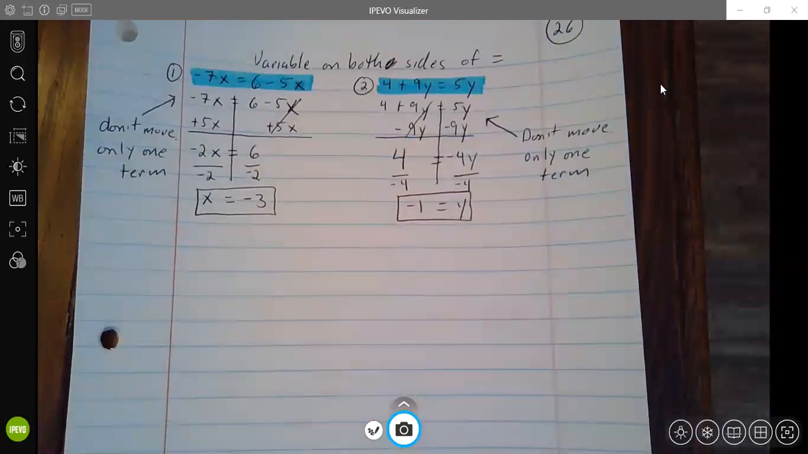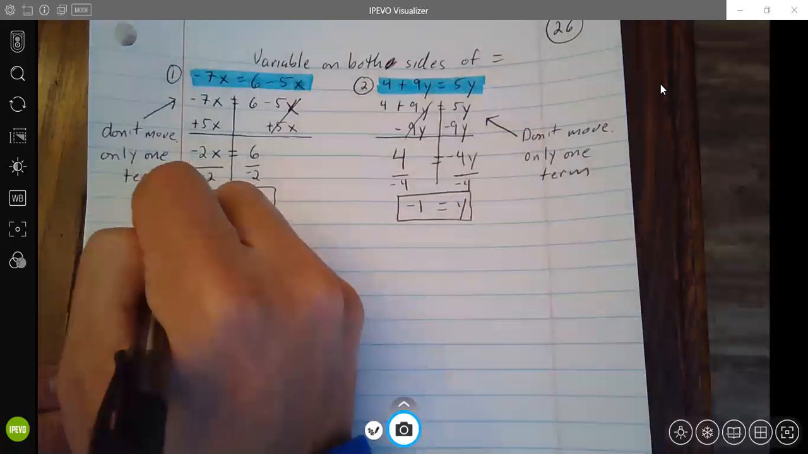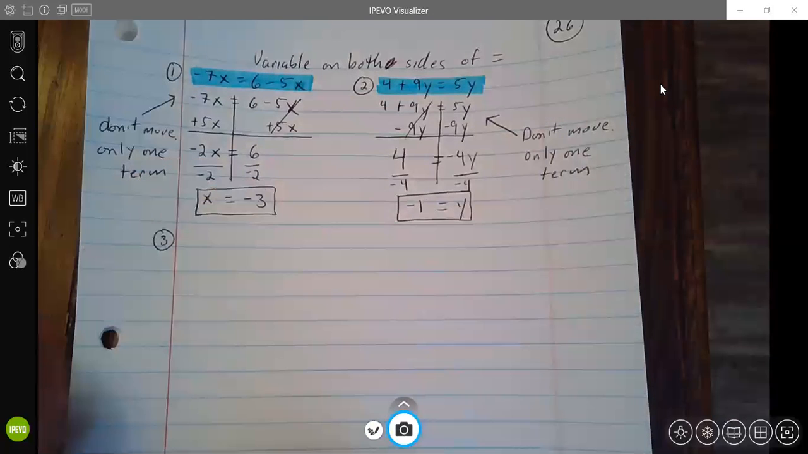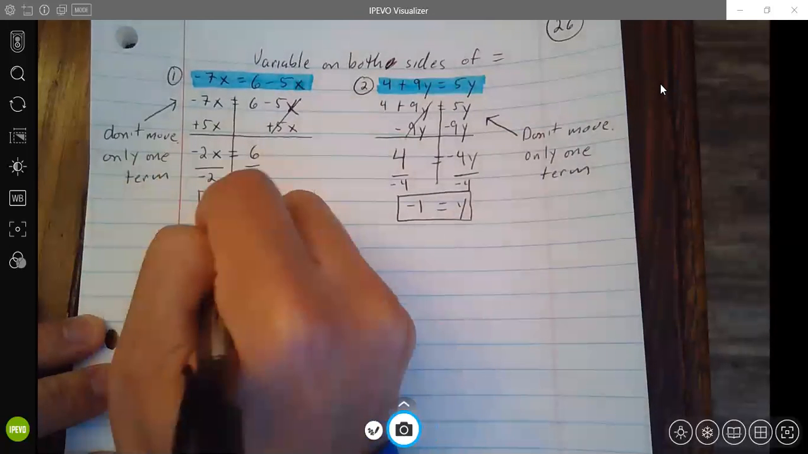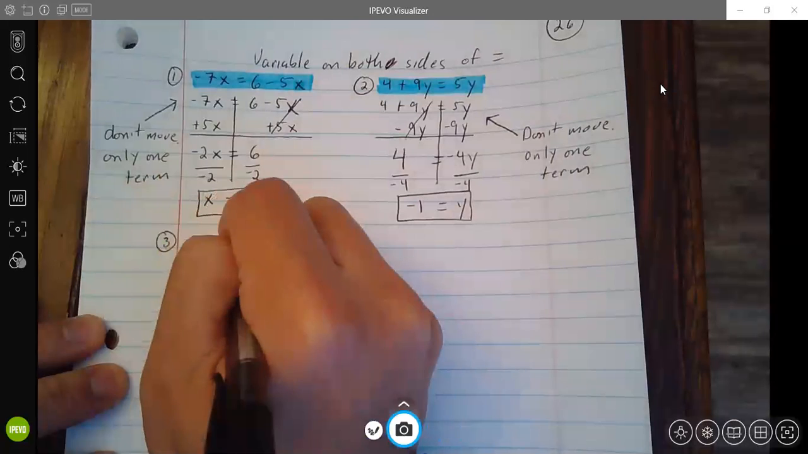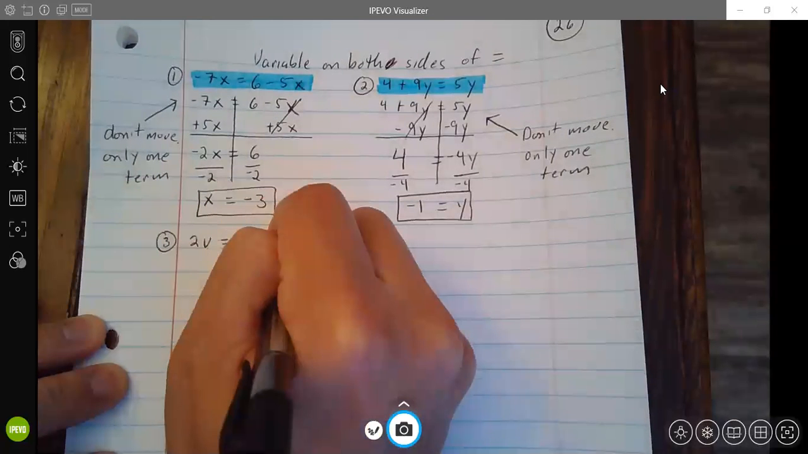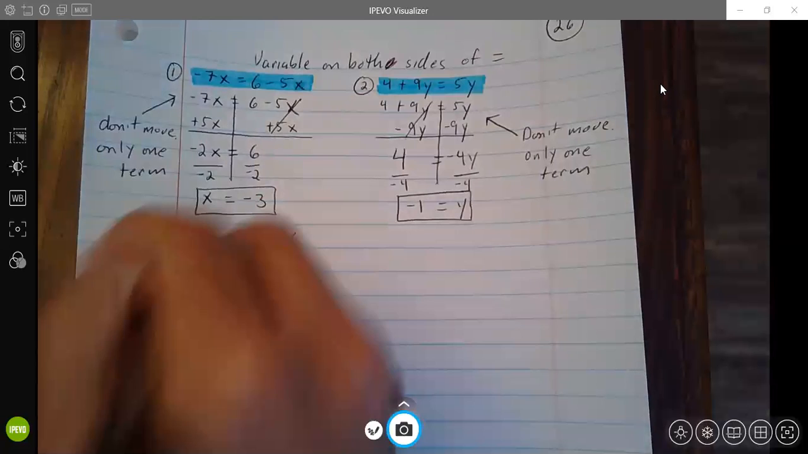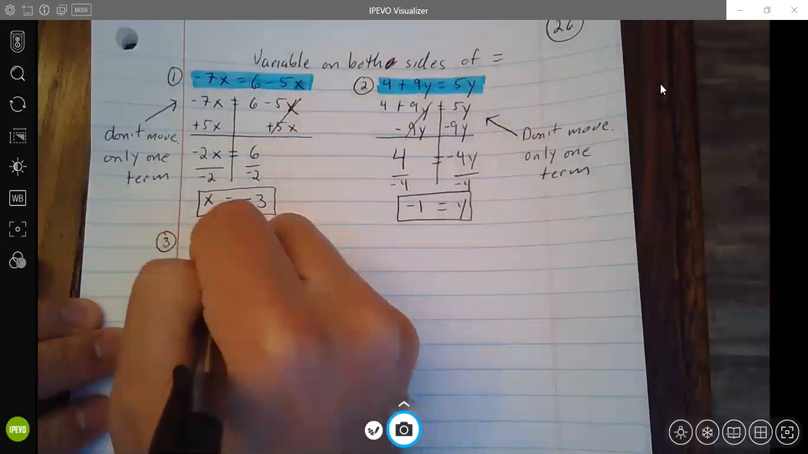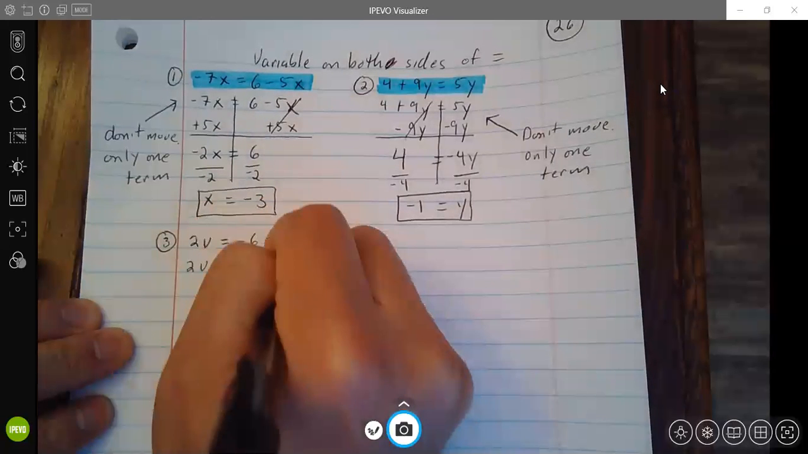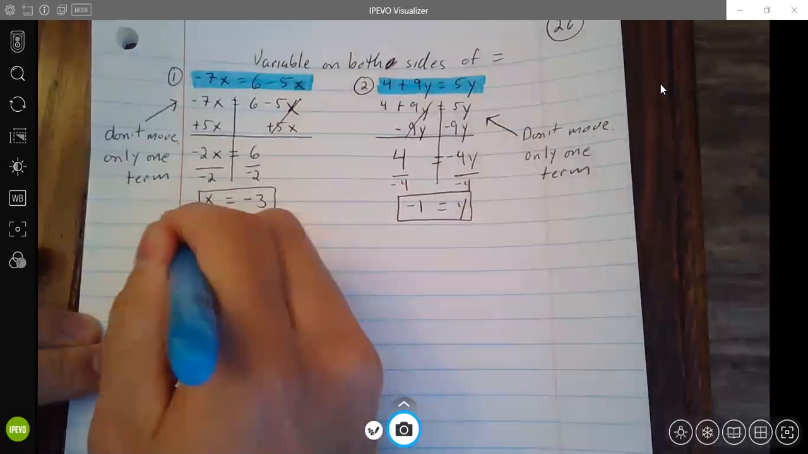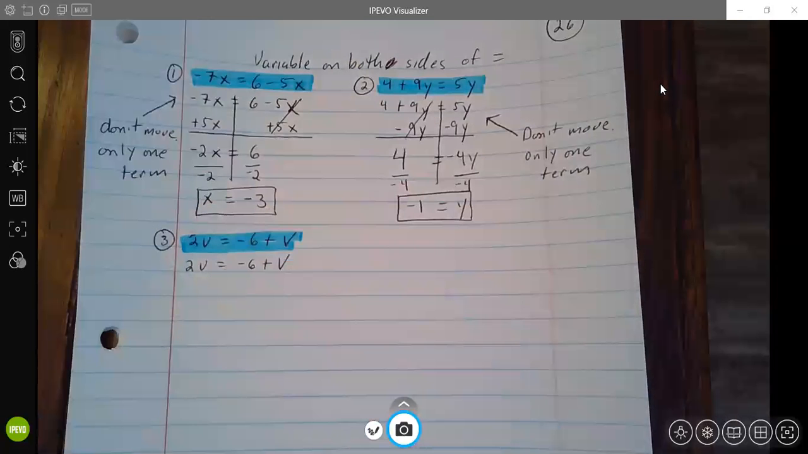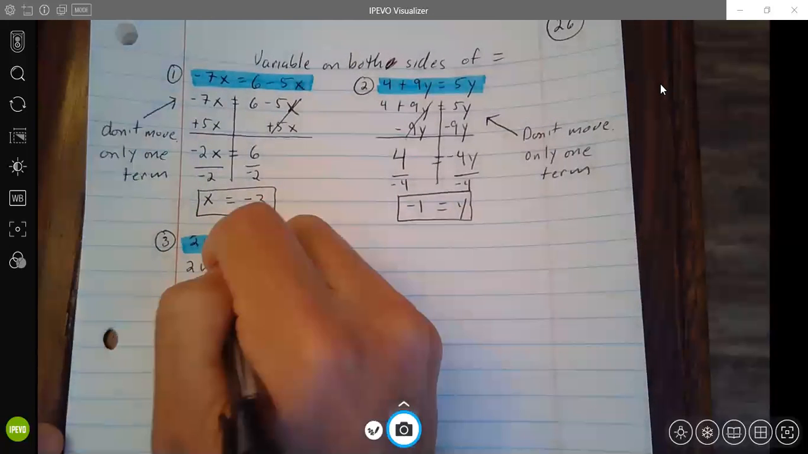Let's do one more like this, and then we'll look at some different ones. For number 3, I have 2v equals negative 6 plus v. Okay, so again, 2v equals negative 6 plus v. First thing is, draw a line down the equal sign.